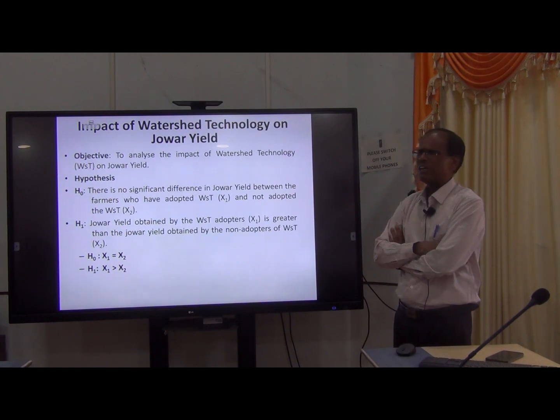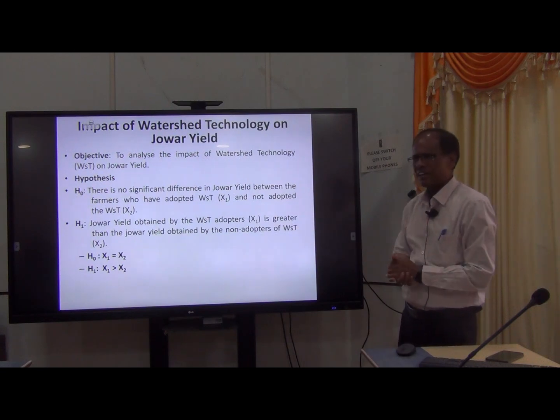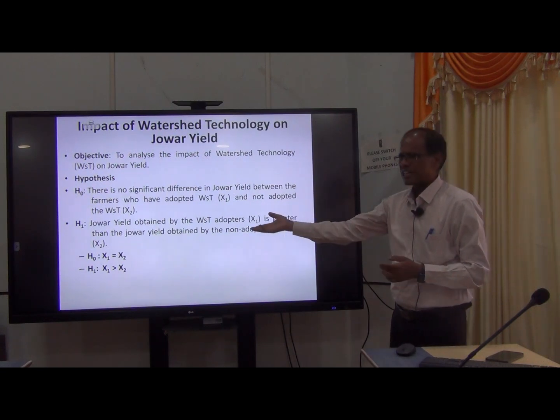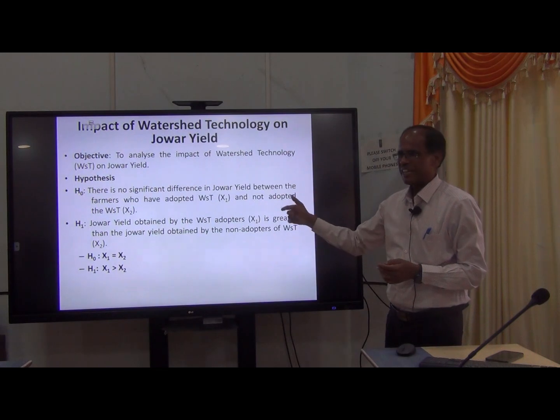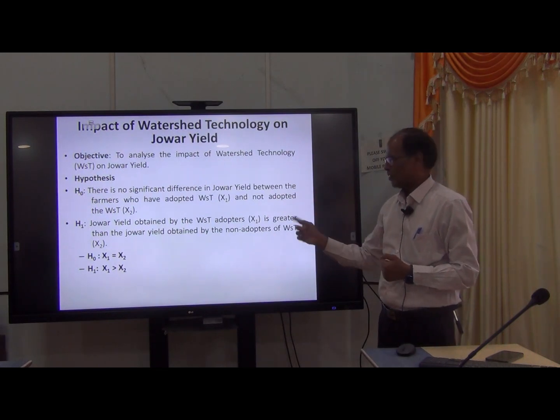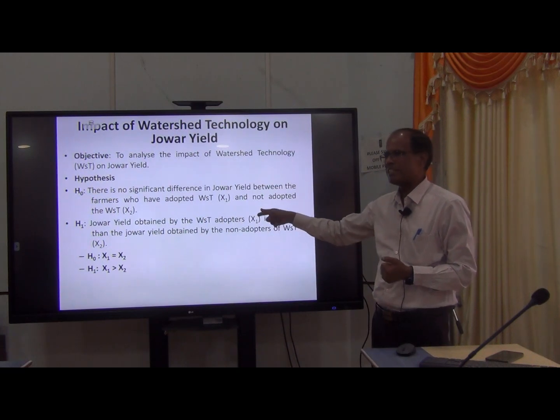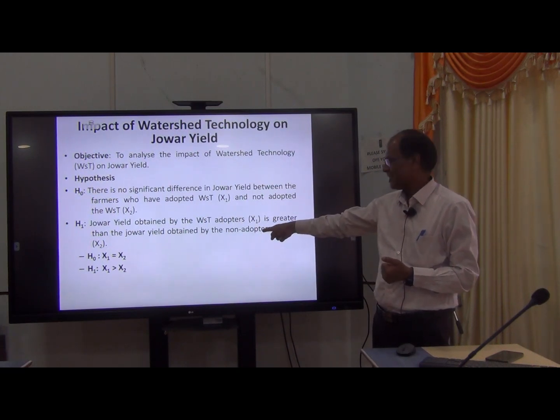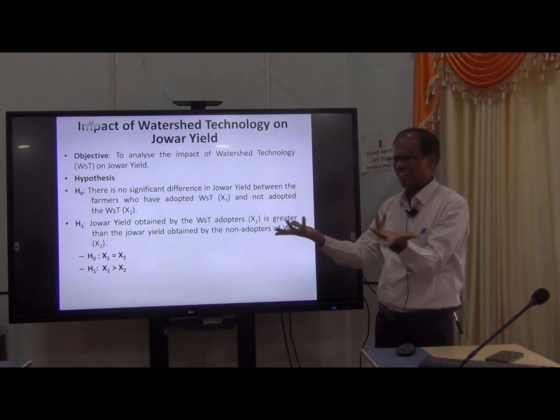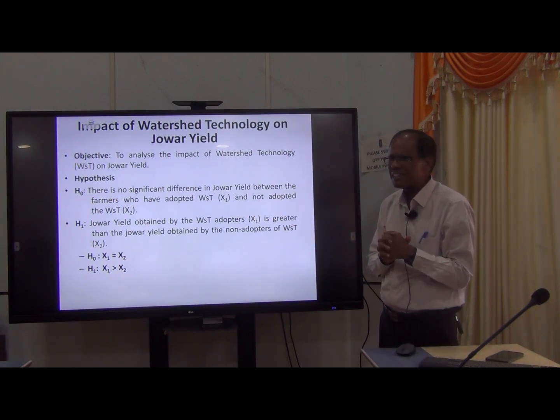The 1 and 2 are the groups of farmers, either way. X1 adopters, X2 non-adopters. The jawar yield obtained by the adopters is equal to the jawar yield obtained by the non-adopters. That's one, which is the null hypothesis: technology is not having any impact.